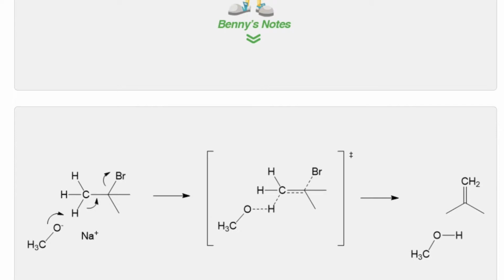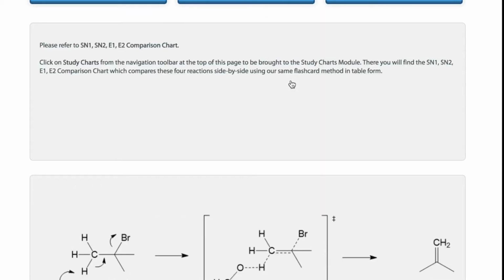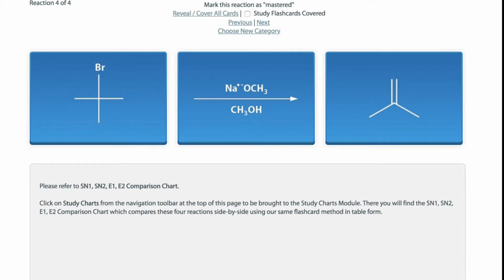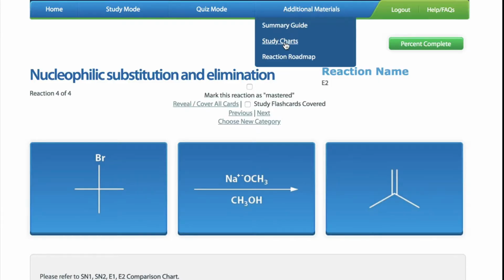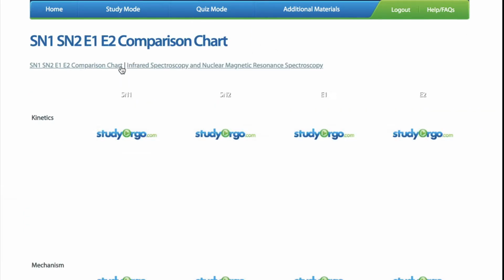We at StudyOrgo like to give you the tips and tricks to help you successfully predict the reaction mechanism for the individual problems you'll experience on the exam. However, the large number of variables for an E2 mechanism makes this difficult to explain. So we have efficiently organized the variables into a convenient table to help you study. By clicking on the Additional Materials tab and then the Study Charts tab, you will find the E1 and E2 comparison chart.